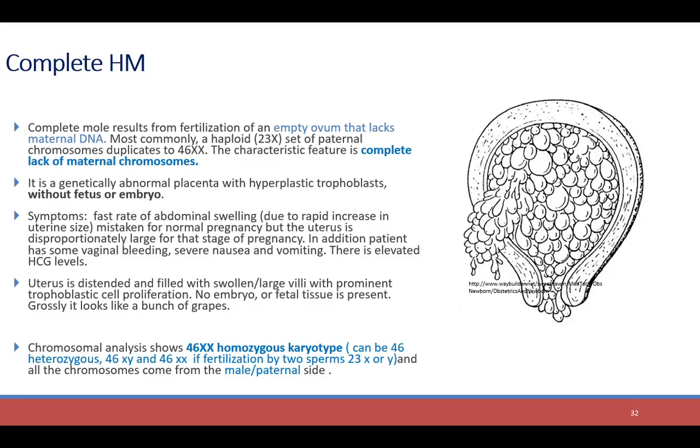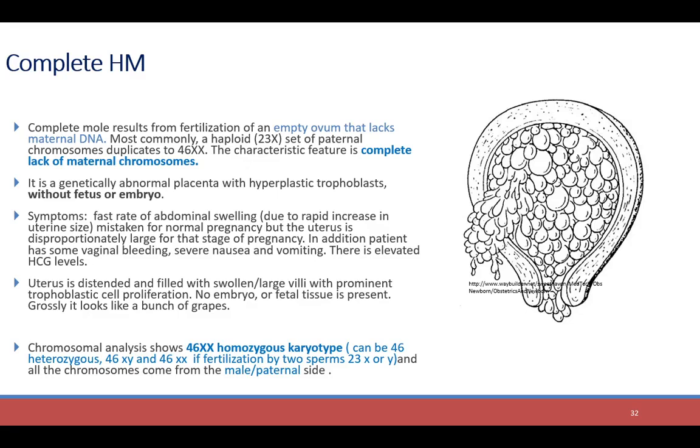Remember the difference between complete and partial mole. Genetically, chromosomally, it's completely different. In complete mole, we have 46 chromosomes, while in partial mole, we usually have 69 chromosomes. But all the 46 in the complete mole are paternal. So we see huge distension in complete mole, less distension in the partial mole.